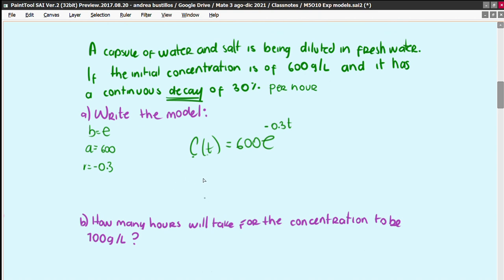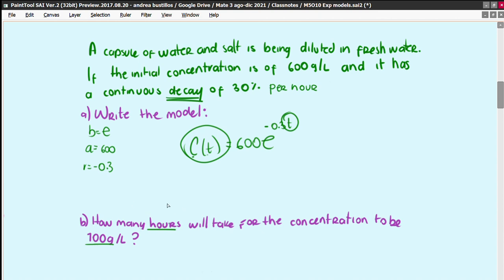Now, once I have created my model, I can answer the following question. How many hours will it take for the concentration to be 100 grams? So, what am I being asked? How many hours? So, the problem is asking me about time. If I'm being asked about time, I have to have a value for this side of the equation. So, I can just have an equation in terms of t and solve for t, and that is exactly what the problem is telling me.